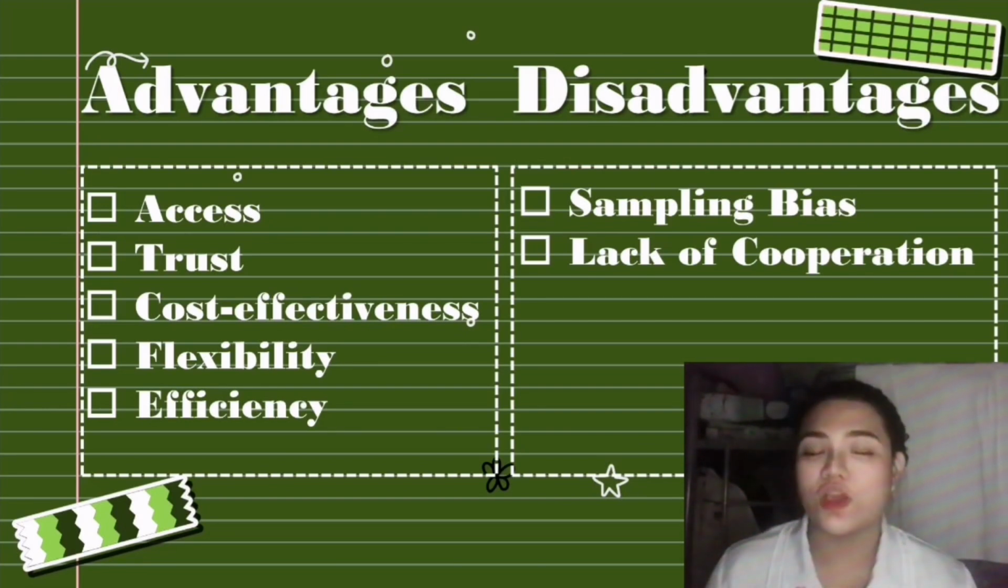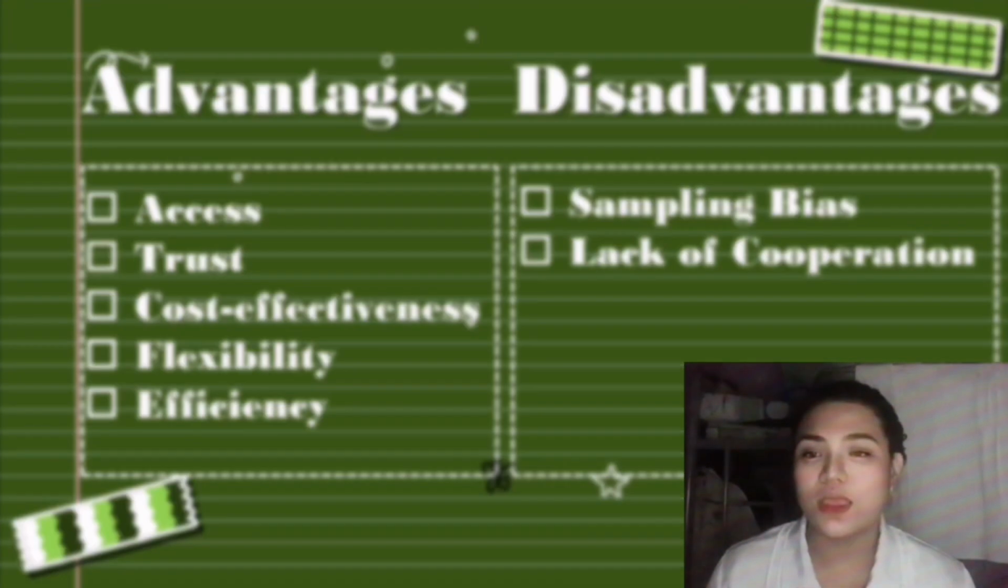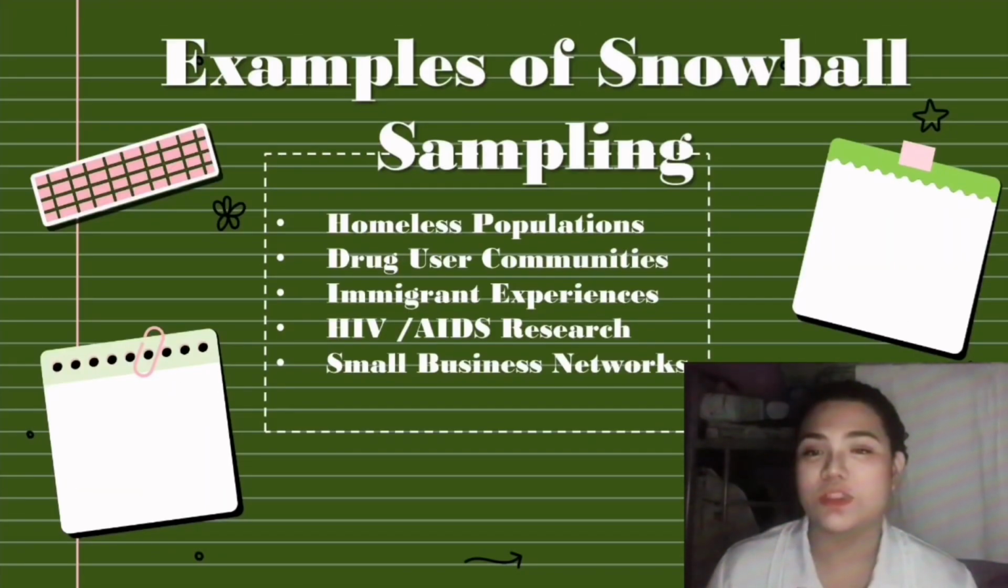Also, lack of cooperation. Even with referrals, some individuals may still be unwilling to participate. It's crucial to acknowledge this limitation and mitigate it through careful planning and ethical considerations. Now, let me give you examples of snowball sampling. Let's look at some real-world applications.